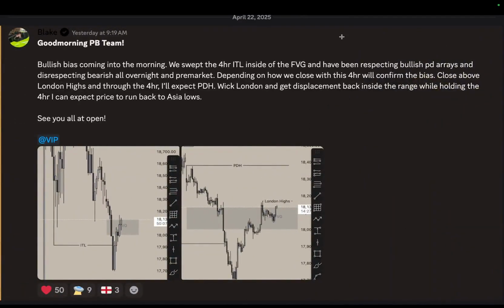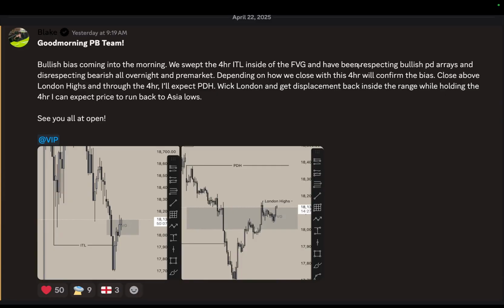All right, so here I had a bullish bias. So let's just read this out, right? Bullish bias coming into the morning. We swept the 4-hour intermediate low inside of the fair value gap, and we have been respecting bullish PD arrays and disrespecting bearish PD arrays all overnight in pre-market, right? So I was saying, depending on how we close this 4-hour will confirm my bias, okay?